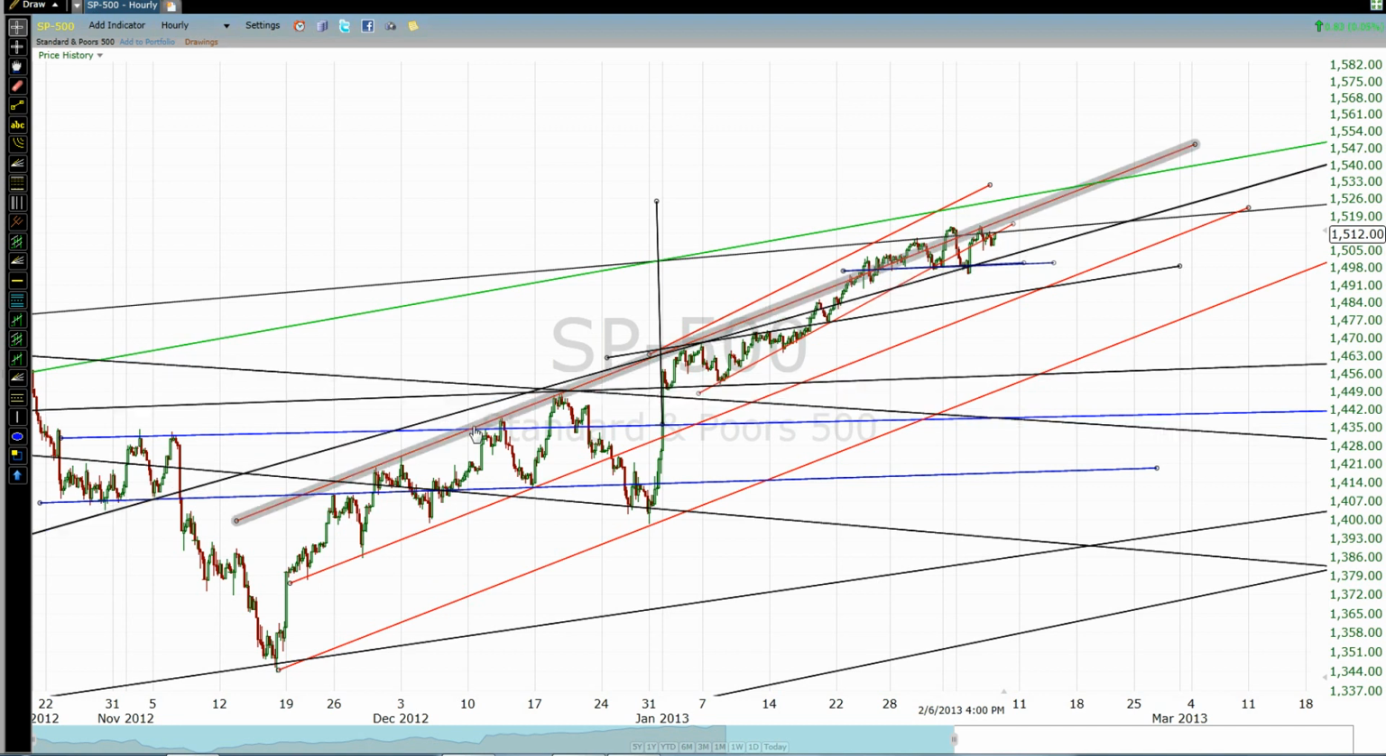So guys, this line here is still having an impact on the markets. We've been able to get over it, hold there for a while, then get underneath it, and now we're testing that line as we speak. So guys, it'll be interesting to see if we can get back over this area.